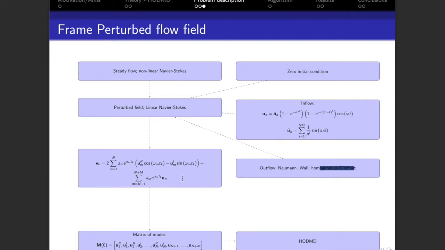When the numerical simulation has converged, we collect a group of snapshots to apply HODMD and create the DMD expansion. Vk is the result of the numerical simulation at time tk. In this equation, URn and UIn are the real and imaginary parts of the amplitude Un. Note that the first term is for complex conjugated modes and the second one is for real modes, so Un is real for n bigger than N.